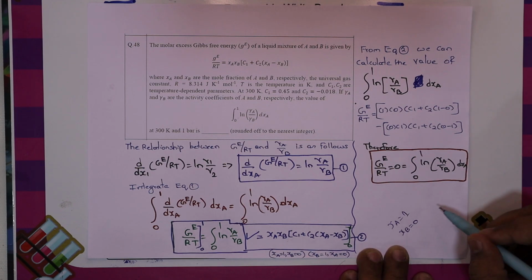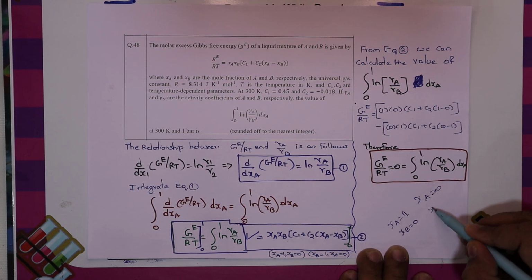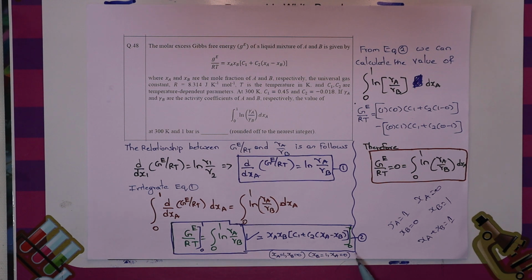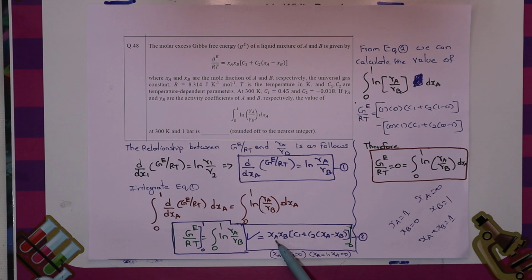When you put XA equal to 0, at that time XB equal to 1 because XA plus XB equal to 1. That means if you put the limit 0, that means XA equal to 0, wherever the XA equal to 0, the XB value will be equal to 1. That means if you get the integral 1 into 0 plus C1 plus C2 into 1 minus 0, then minus 0 into 1 plus C1 into C2 into 0 minus 1.